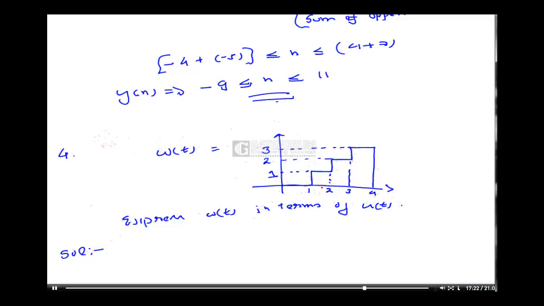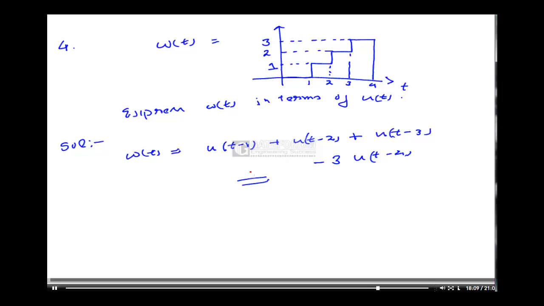See, the waveform is starting from t equal to 1. So w(t) can be written initially as u(t minus 1). At t equal to 2, amplitude has become 2, so I have to add one more step function at t equal to 2. At t equal to 3, again amplitude has increased by 1, so it will become u(t minus 3). And this process continues. At t equal to 4, amplitude is suddenly dropped to 0. So this is already 3 addition, I have to subtract 3 from this. So I have to write 3 times u(t minus 4). This is a representation of the above w(t) in terms of u(t).